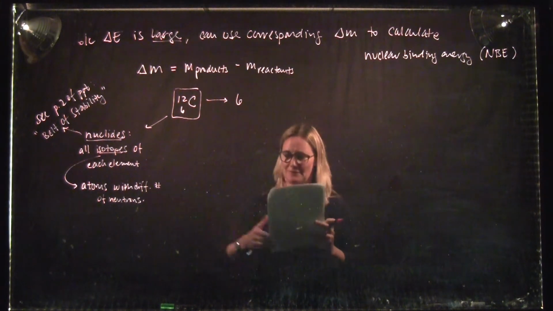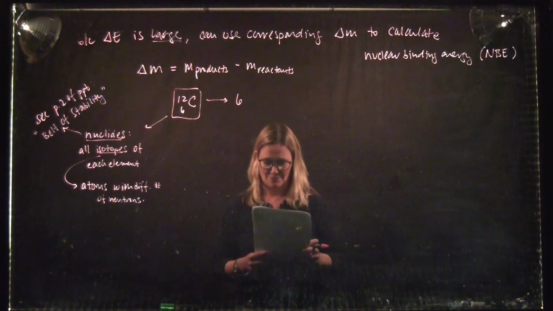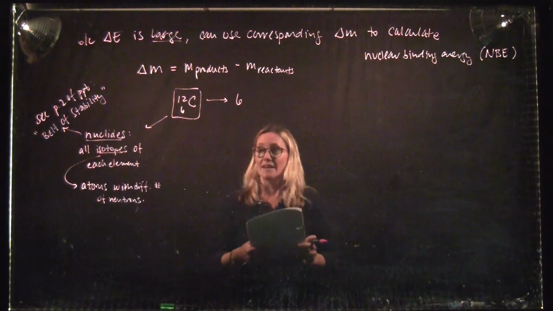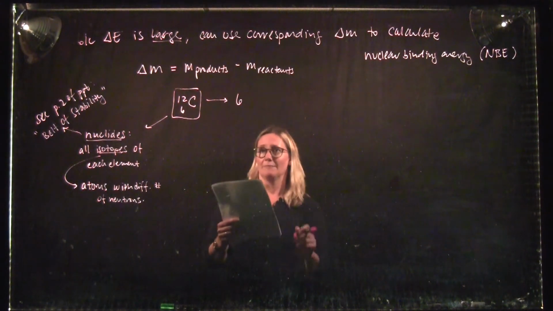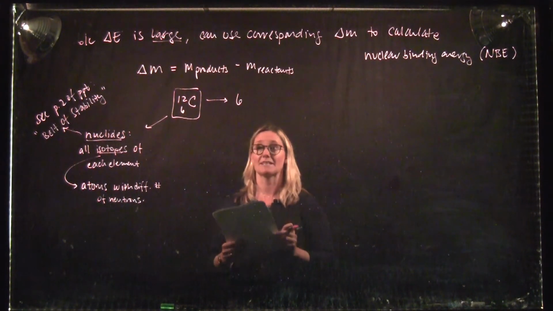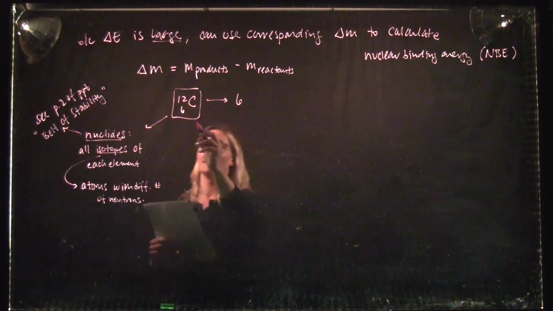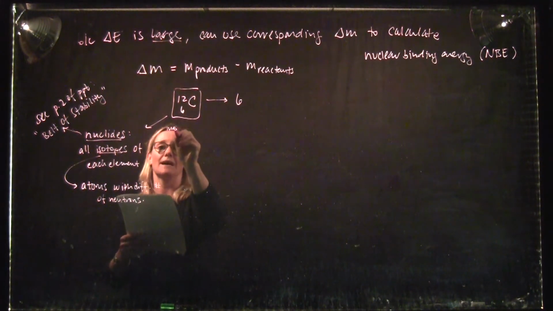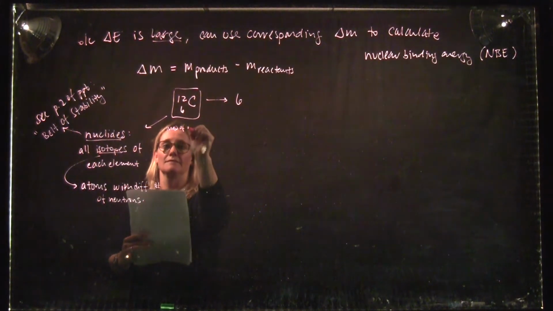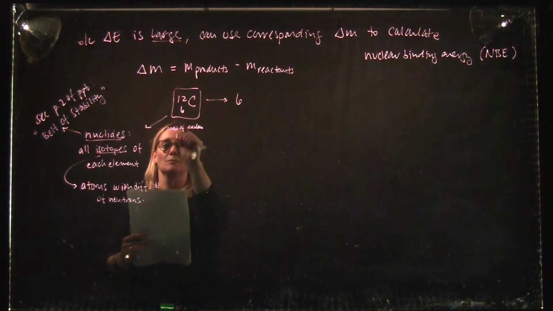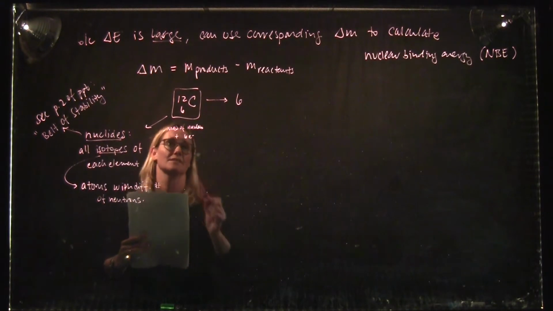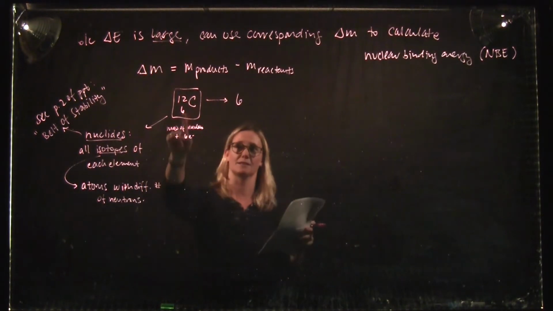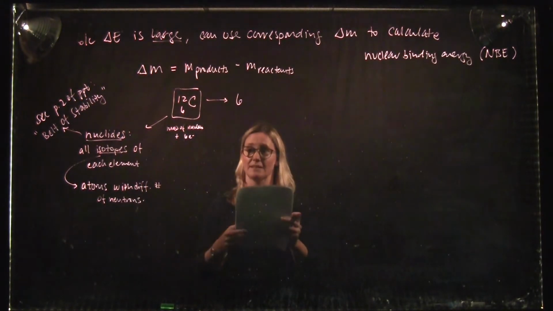Okay, so that was a brief segue on the belt of stability and what we can learn there. Now let's return to our nuclear reaction. We're going to take apart a carbon atom. So this is now going to be a carbon atom, so it'll be the mass of the nucleus plus 6 electrons. If we have a neutral carbon atom, because there are 6 protons in the nucleus, there also have to be 6 electrons.